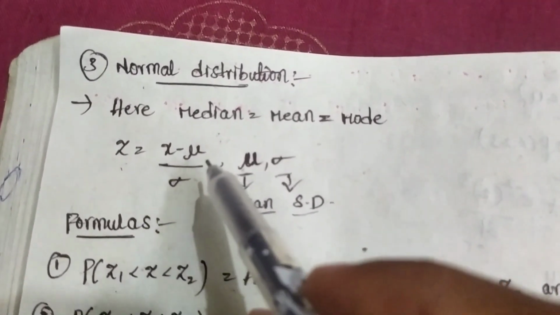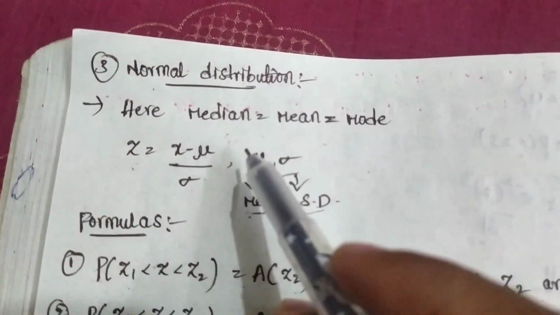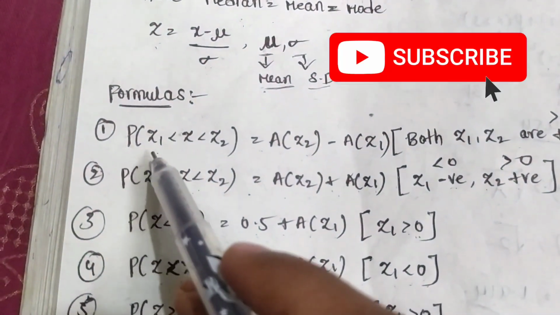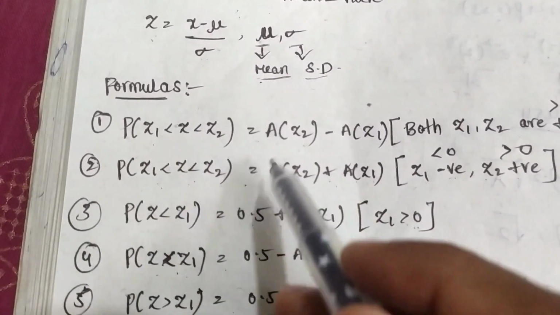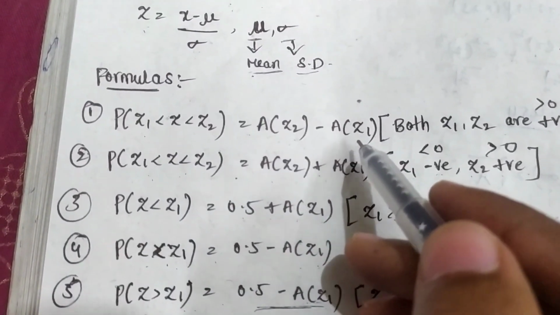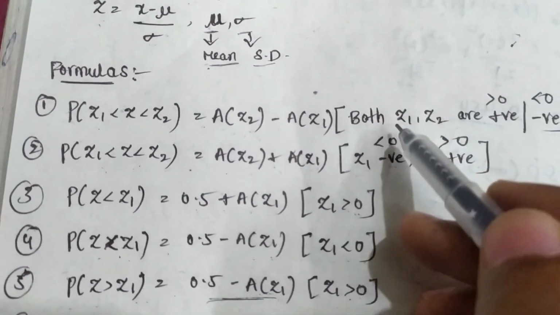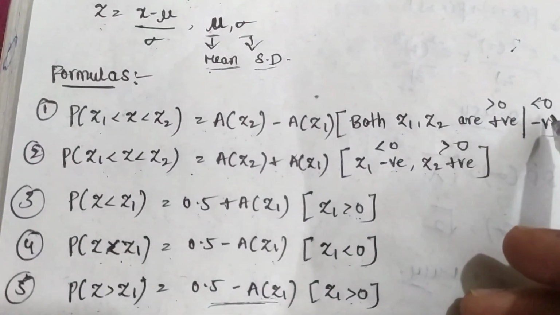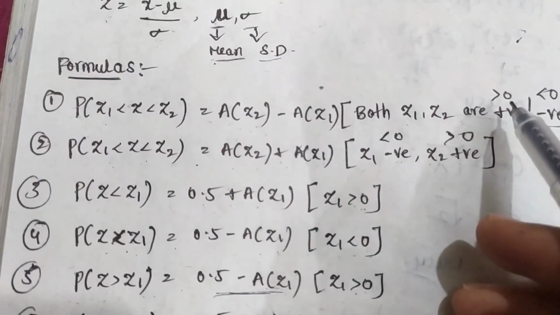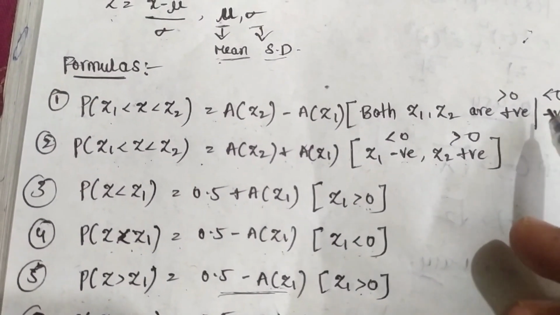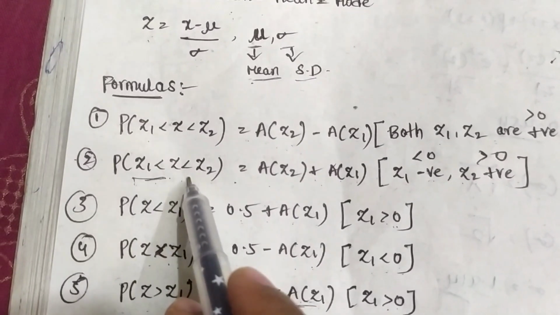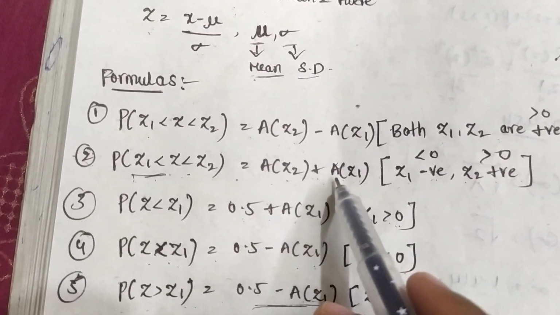To solve problems related to the normal distribution, we have to know the formulas. The first formula is probability of z1 less than z less than z2 equals area of z2 minus area of z1. Here, if both z1 and z2 are positive or both negative, we use this formula. Positive means the value is greater than 0, and negative means the values of z1 and z2 are less than 0. The second formula is P of z1 less than z less than z2 equals area of z2 plus area of z1.